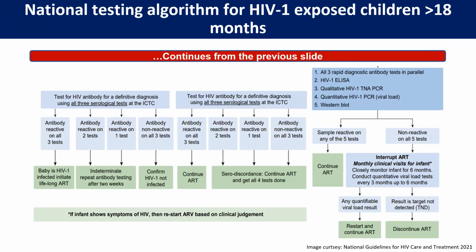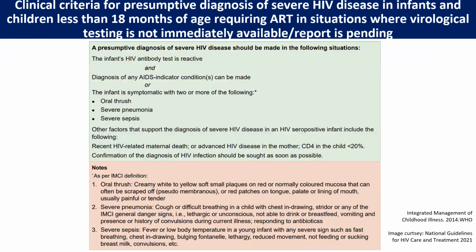Monthly clinical visit of the infant, close follow-up, monitor the infant for 6 months, conduct viral load every 3 months up to 6 months. If you find any quantifiable viral load result during that time, you restart and continue ART. Otherwise, you can discontinue ART, but you need to continue to follow up these children.